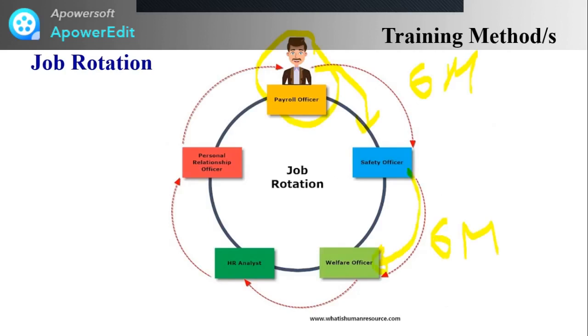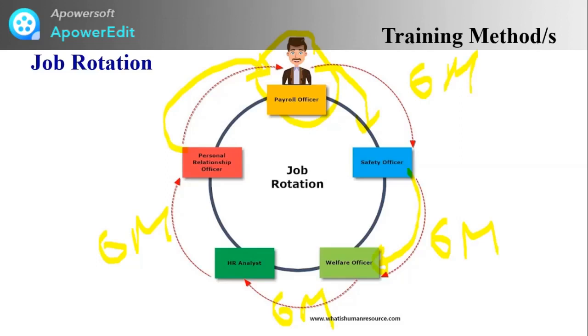Now he is doing the welfare officer's duties and responsibilities. After another 6 months, he is transferred to HR analyst. Another 6 months, then the worker shifts to personal relationship officer. Then again he is transferred to payroll officer. Within 2.5 years, the worker knows 5 jobs: payroll job, safety job, welfare job, HR analyst job, and personal relationship job. It is a way of developing human resources. Through job rotation, we can develop a multi-skill worker.